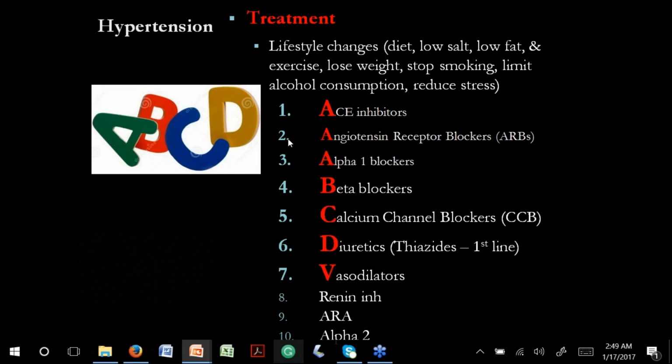So here we have the treatment; we are going to talk about hypertension. We have A, B, C, and D: ACE inhibitors, ARBs (angiotensin receptor blockers), alpha-1, beta blockers, calcium channel blockers, diuretics, vasodilators. We are going to talk about the renin inhibitor, the ARA, that is the aldosterone receptor antagonist, and alpha-2. If you see here, we are going to talk in three topics, hypertension, angina, and heart failure, about 15 medications. In hypertension, we have 10. The rest we are going to talk about in the next hour.